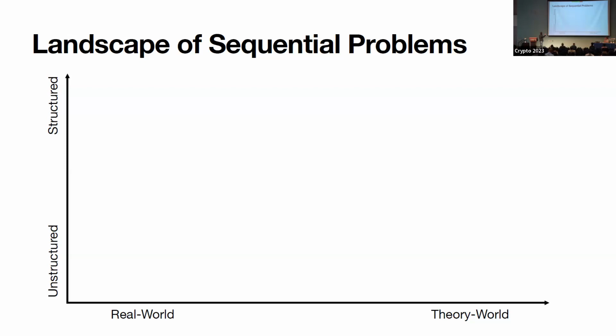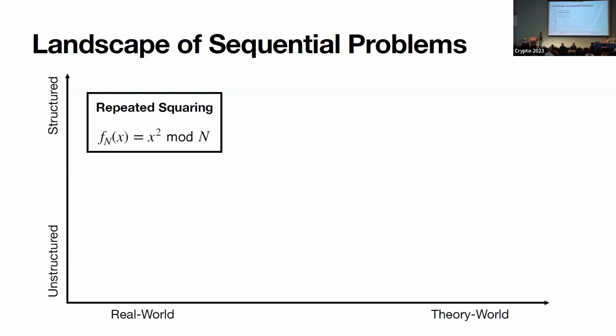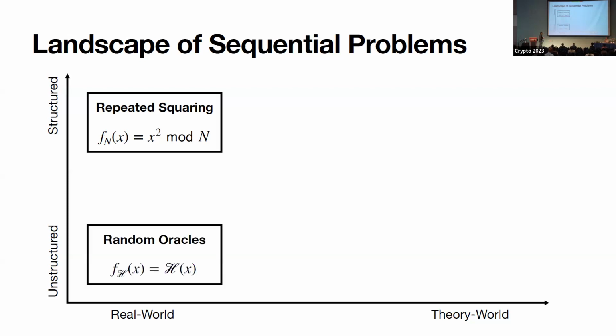Of course, the best is to be in this top left corner. And in fact, in this top left corner, we have the repeated squaring assumption, which essentially says that taking repeated squares in groups of unknown order is an inherently sequential operation. It's an operation that we don't know how to parallelize, and we conjecture that we cannot parallelize it. And this is great. This is very structured. We can construct a lot of things out of it, and it's also very efficient. All these applications that we can construct from it are pretty practical. The next thing that we have is random oracles.